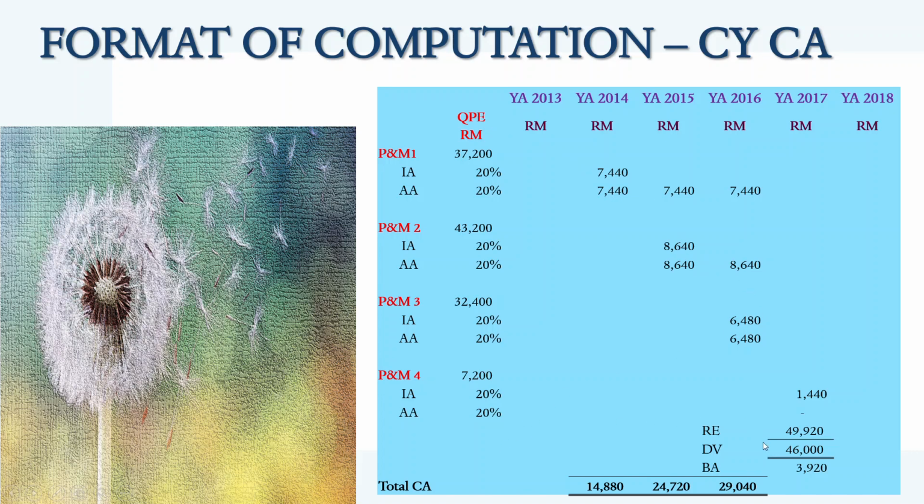The final one here you can see there is a disposal. So you have here the residual expenditure, disposal value, and balancing allowance. This is how it would appear in the format of this table. And the final bottom part is the total capital allowance for the respective year of assessment. If you're talking about current year capital allowance for YA 2014, this is the amount. If you're talking about current year capital allowance for YA 2015, this is the amount. So this is for the respective year of assessment.